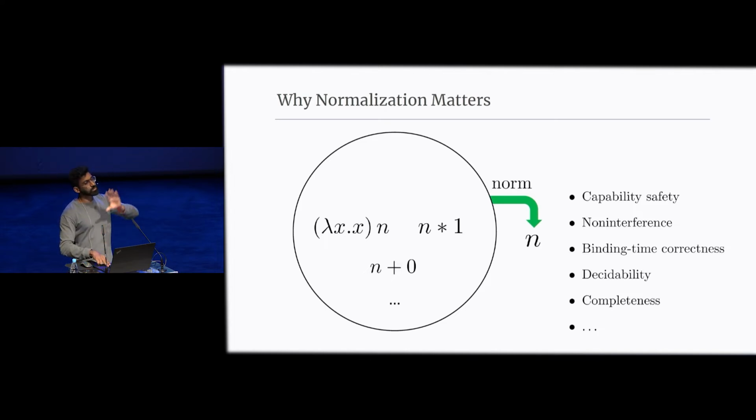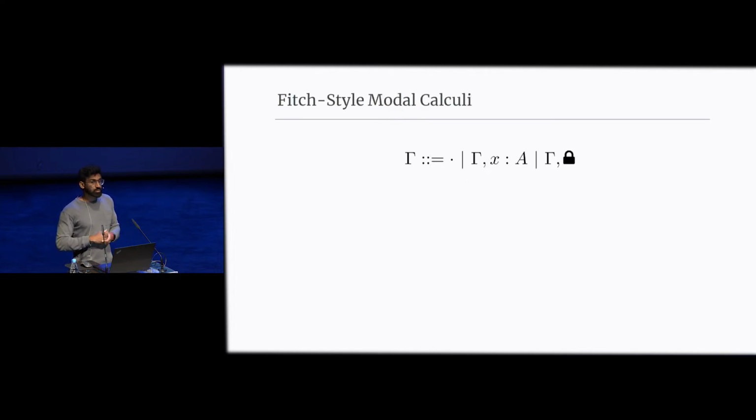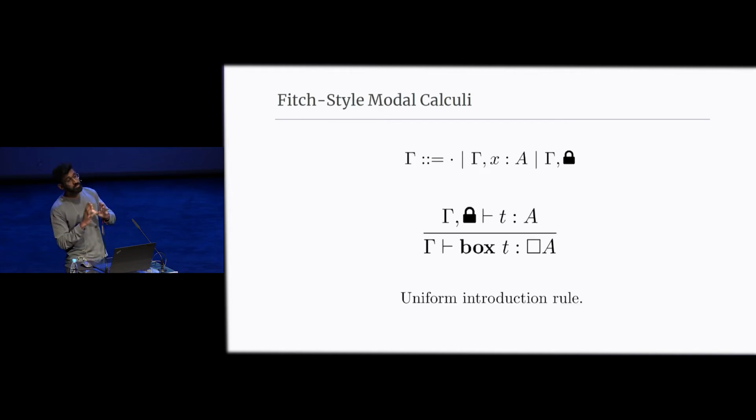And today the focus is not on normalization in general, right? It's about modal types in specific. So it's about constructs which allow you to construct and eliminate the modal type, that is, the box and unbox. Specifically, we're going to look at a specific way of formulating modal calculi, the so-called Fitch-Style Modal Calculi, and they extend the notion of typing context with a new lock operator. This lock operator can be thought of as a delimiting operator. Typically you have a list of variables in your context, but now you also have this lock getting in the way. It's separating your list into sublists, right? And the four systems that I mentioned earlier have a uniform introduction rule, right?